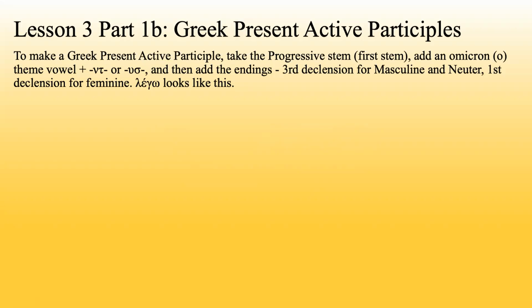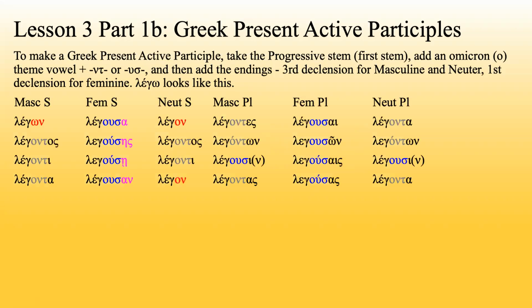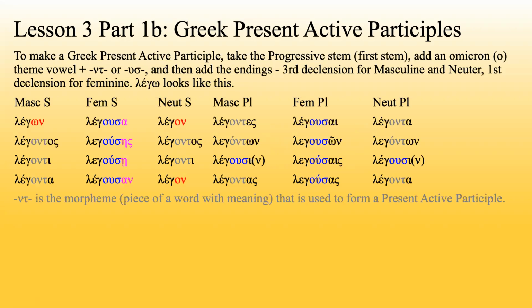Lego looks like this. Now, this is going to look a little crazy, and then we're going to break it down piece by piece. All right, so here it is. And like I said, we're going to look at this one a little bit at a time. So first off, nu tau is the morpheme, or piece of a word that has meaning, that's used to form a present active participle. Now you'll notice there's an omicron theme vowel that we talked about. So we have the first stem, we have an omicron theme vowel, which you'll see shows up just about everywhere.